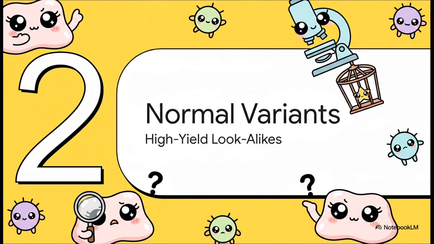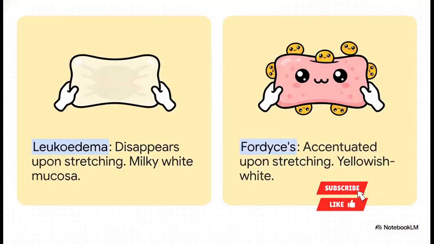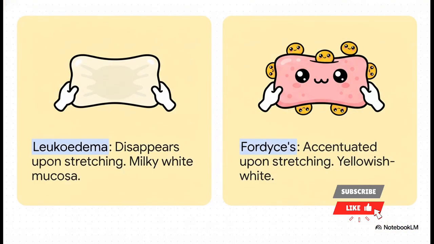All right, Section 2. High-yield normal variants. The tricky lookalikes. Time for a rapid-fire differentiator. Examiners love using leukoedema and Fordyce's granules as distractors. The absolute golden rule to tell them apart? The stretching test. Leukoedema shows up as a bilateral, milky white, kind of wrinkled appearance on the buccal mucosa. But here's the kicker. It completely disappears when you stretch the cheek.